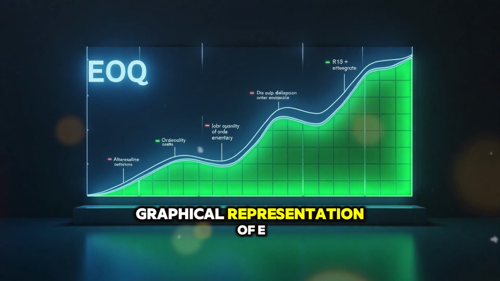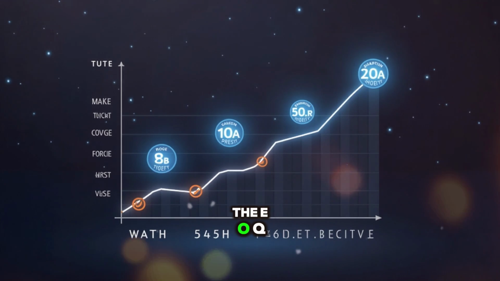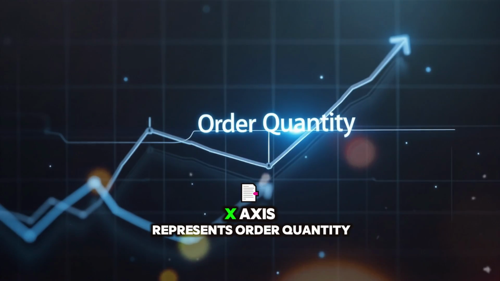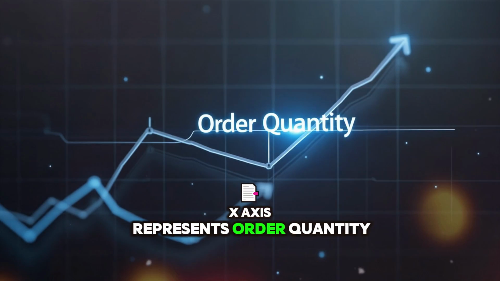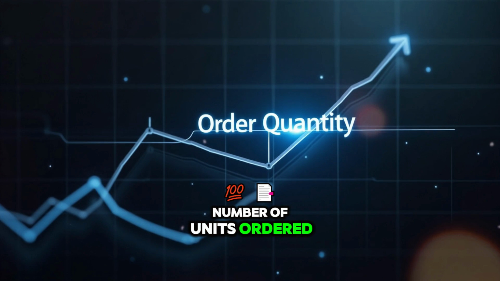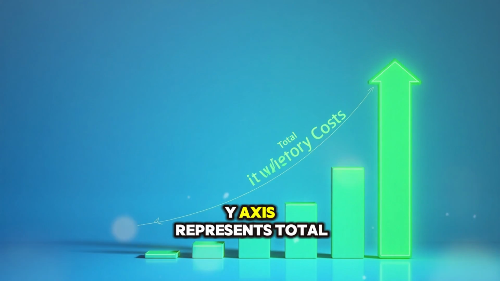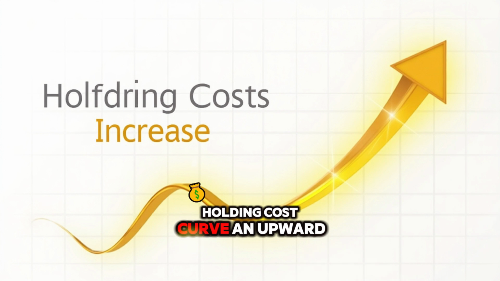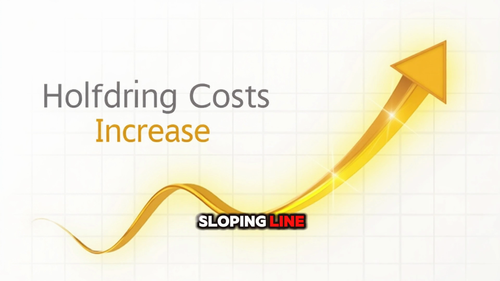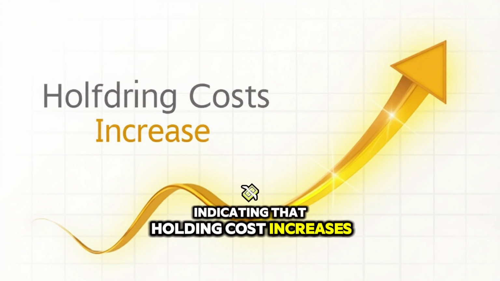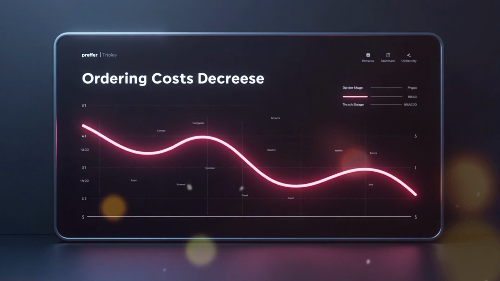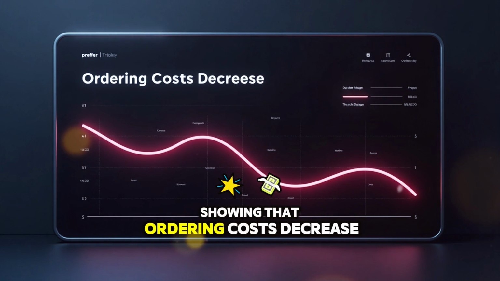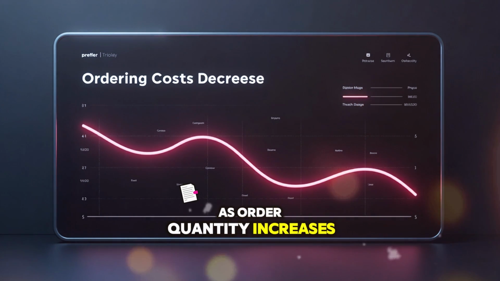Graphical representation of EOQ. The EOQ graph typically displays costs in the following manner. The X-axis represents order quantity, the number of units ordered. The Y-axis represents total inventory costs. Holding cost curve: an upward sloping line indicating that holding costs increase as order quantity rises. Ordering cost curve: a downward sloping line showing that ordering costs decrease as order quantity increases.